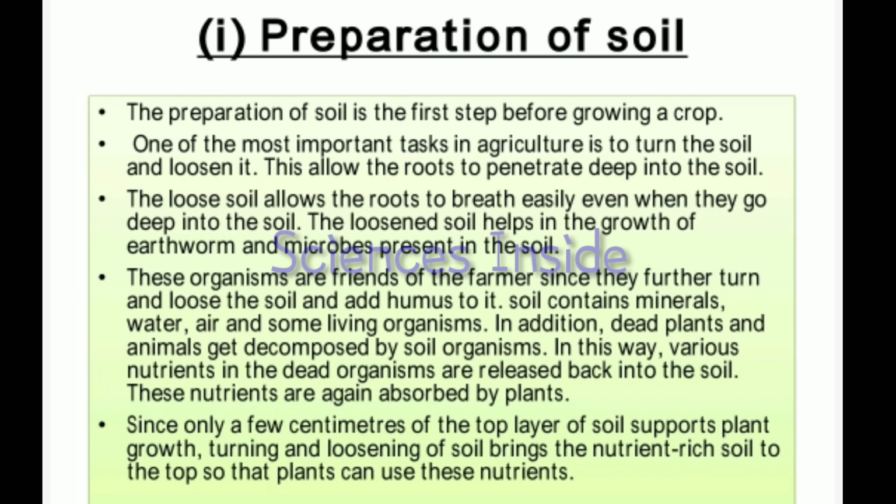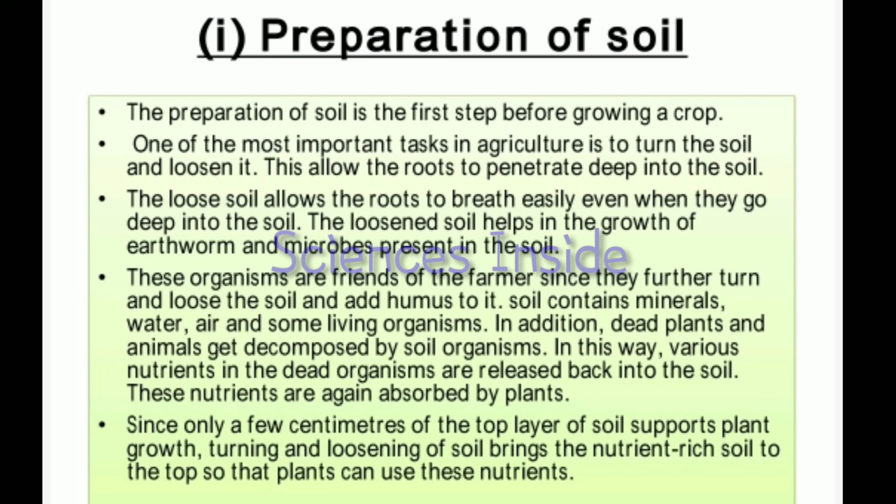The loosened soil helps in the growth of earthworms and microbes present in the soil. These organisms are the friends of the farmer, since they further turn and loosen the soil and add humus to it. Soil contains minerals, water, air, and some living organisms. In addition, dead plants and animals get decomposed by soil organisms. In this way, various nutrients in the dead organisms are released back into the soil. These nutrients are again absorbed by the plants.